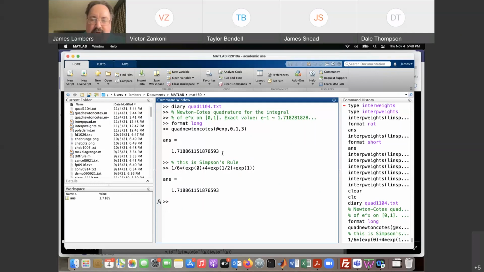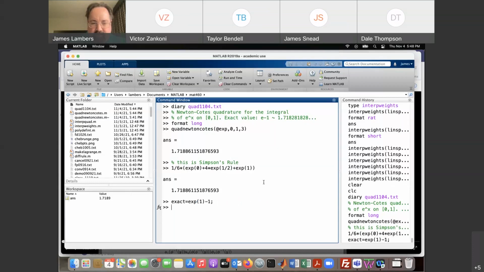Now, intuitively, you would think that if I go ahead and carry this out with an increasing number of nodes, I should get a more accurate answer. Now, there's a lot of decimal places here. It'd be nice to see the error. So what I'll do is save this in a variable and then show the error. Actually, before I do that, I want a variable for the exact value. So that'd be e minus 1.